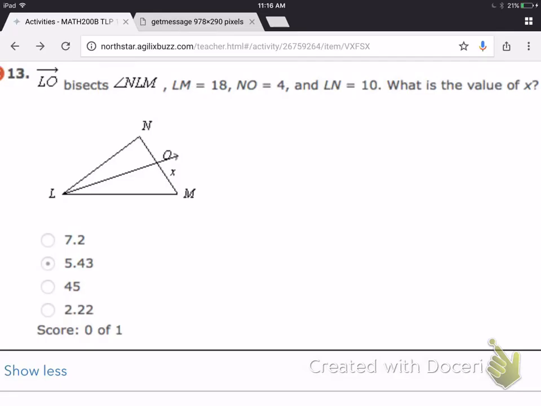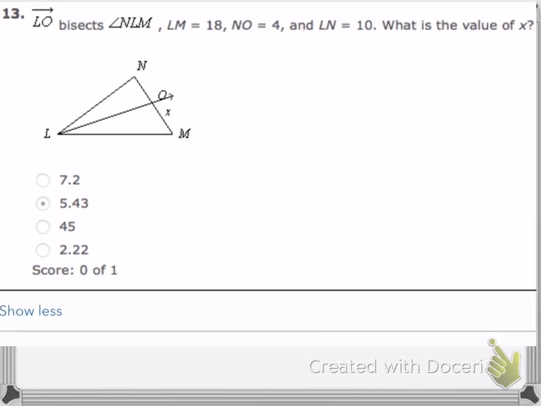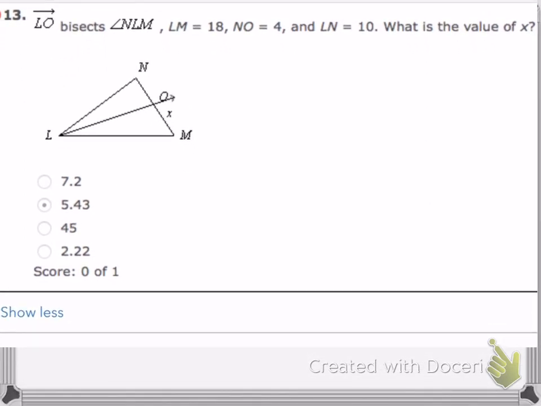If we had a situation like this, we're told in this particular problem that ray LO bisects angle NLM. So here we have a triangle and one of the angles of the triangle is being bisected. And then we're given that LM is equal to 18. The value of NO is equal to 4. LN equals 10. What is the value of X?